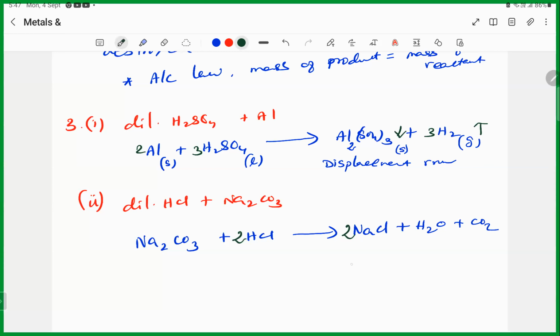Is it displacement reaction either? Double displacement. அப்படி இல்லைன்னா நியூட்ரலைசேஷன் ரியாக்ஷன் சொல்லணும். ஆசிட் பேஸ் ரியாக்ட் ஆகி சால்ட் கொடுக்குது இல்லையா, ஸோ அந்த மாதிரி கொடுக்கறத வந்து நியூட்ரலைசேஷன் ரியாக்ஷன்.